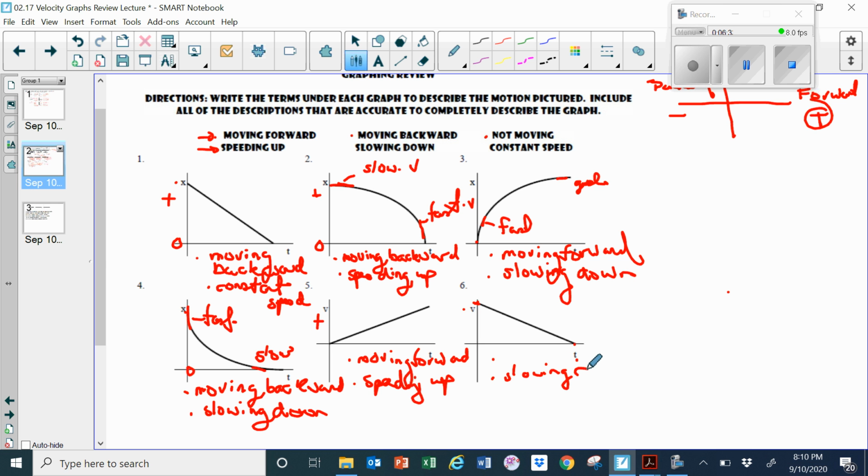But do you notice your velocity is positive all the time? It starts off very positive. It ends up being lower positive, but it's always positive. So this thing is still moving forward, even though the slope is the other direction. It's moving forward, but it's slowing down. So it has a negative acceleration, actually. Okay, so let's go on.